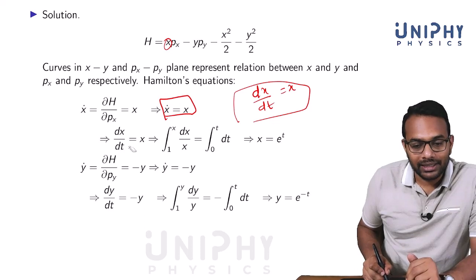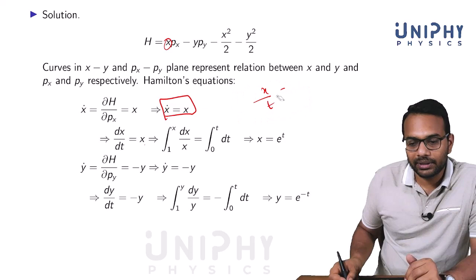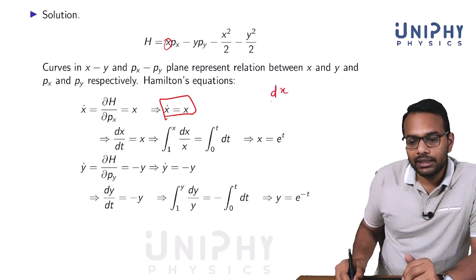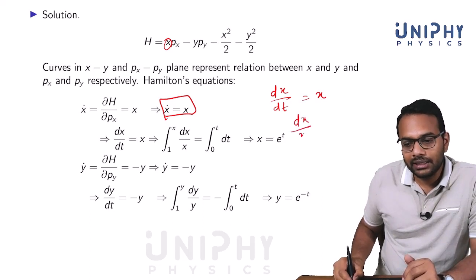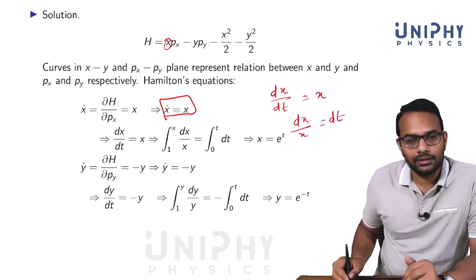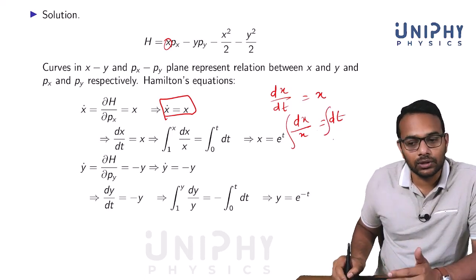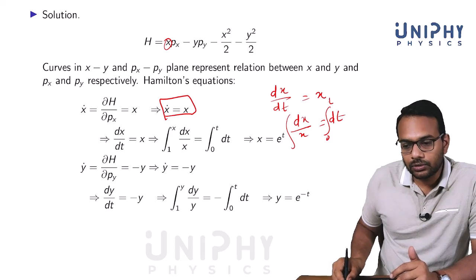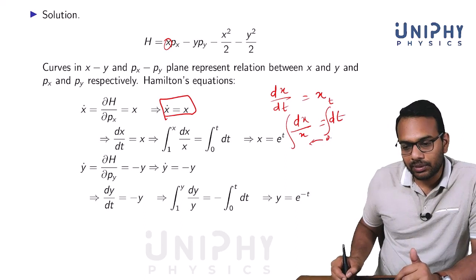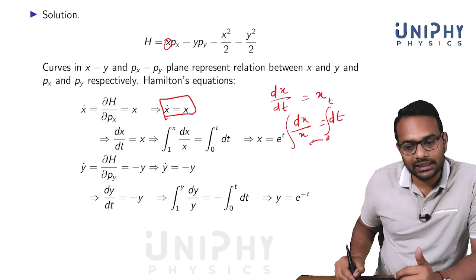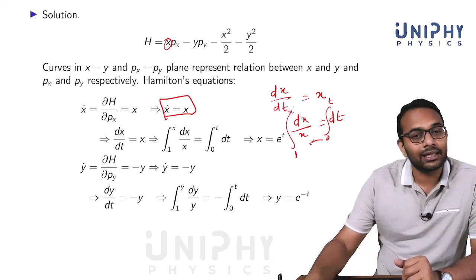So when we integrate, we have dx by dt is equal to x. This means that we can separate the variables, and we have dx by x is equal to dt. Now you can integrate this from t equal to 0 to some time t. Then you can find the initial conditions: at t equal to 0, the initial value of x is given as 1. So you can integrate it as integral 1 to x.